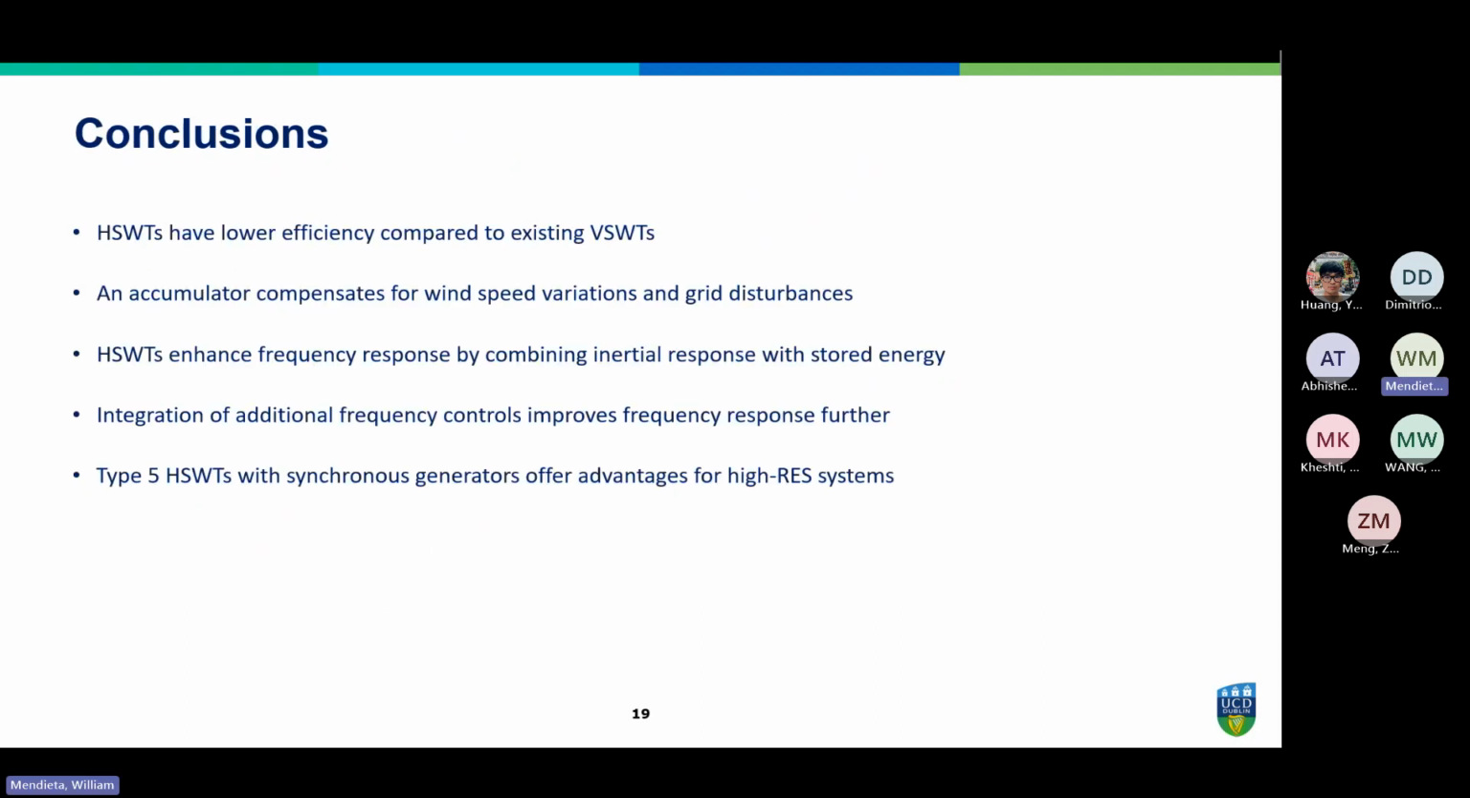Some conclusions of our work. Hydrostatic wind turbines have lower efficiency compared to existing variable speed wind turbines due to hydromechanical and volumetric losses. An accumulator helps to smooth power output and compensate for wind speed variations and grid disturbances. Hydrostatic wind turbines enhance frequency response by combining the inertial response of the synchronous generator with the stored energy, which can be the energy from the hydraulic accumulator.